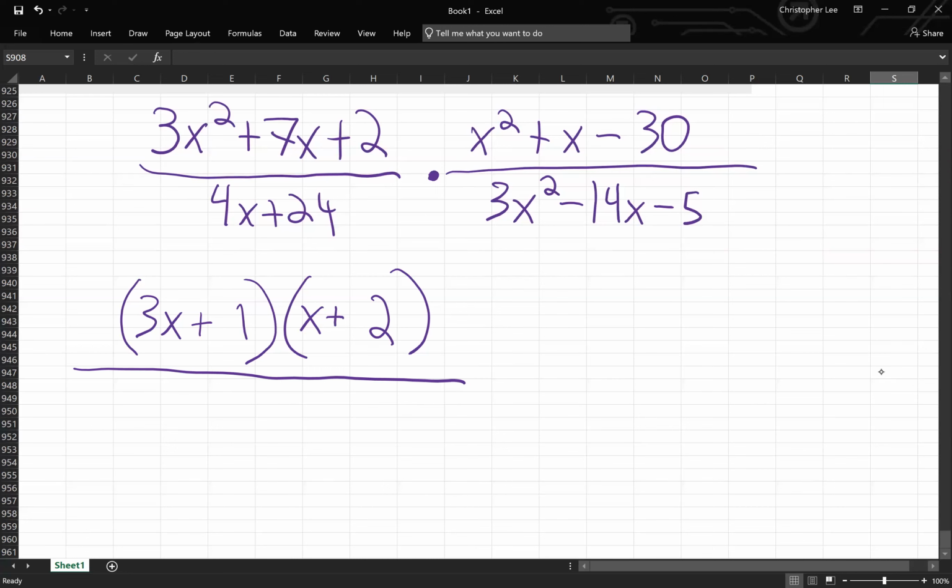4x plus 24. What's the greatest common factor there? 4, good. What's left over? Good. All right. Use your calculator and you can get it.